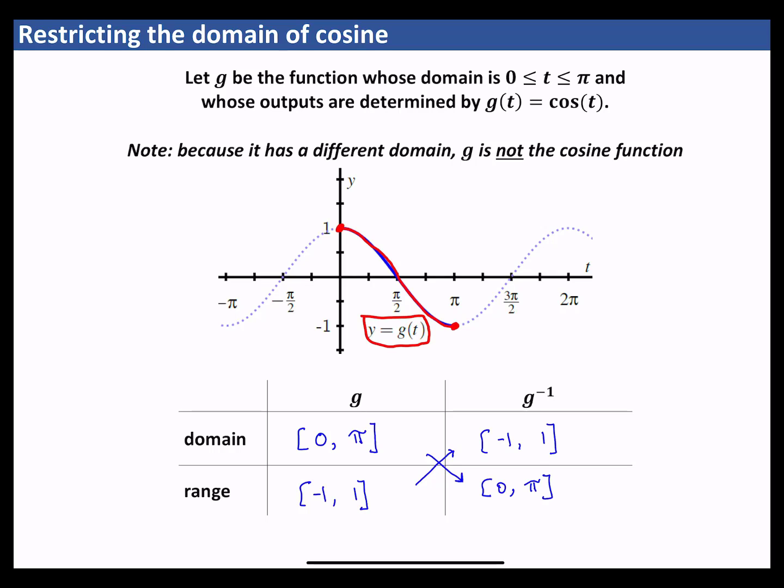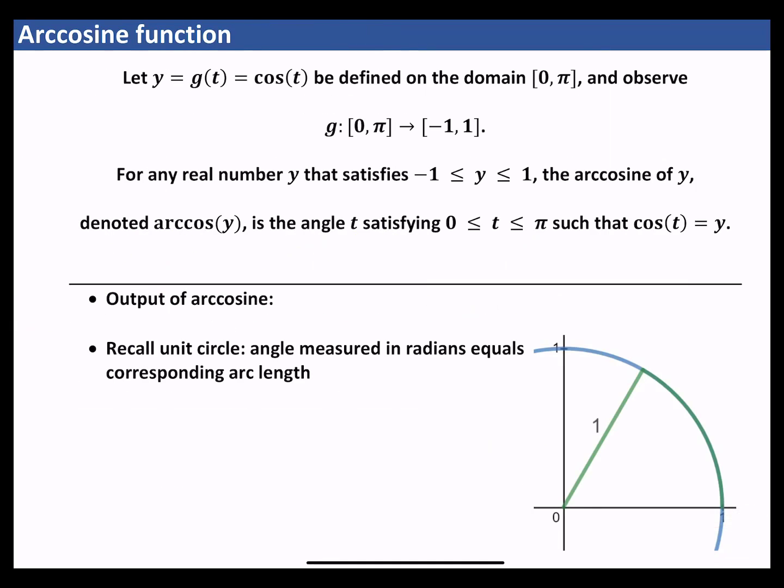The restricted version of the cosine function we saw in the previous slide has an inverse function that we call the arccosine function. We formally define the arccosine function this way. Let y equal g of t equal the cosine of t be defined on the domain from 0 to pi inclusive, and observe that g takes inputs, which are angles between 0 and pi, and pairs them with outputs, which are x-coordinates on the unit circle, between -1 and 1.